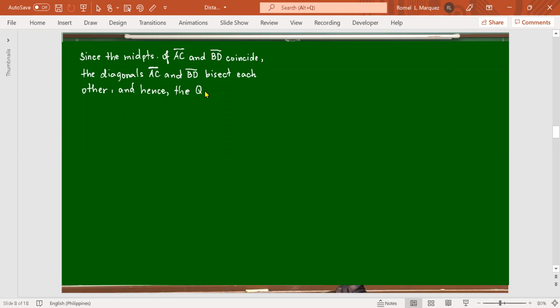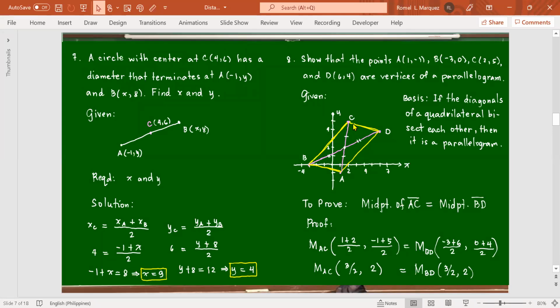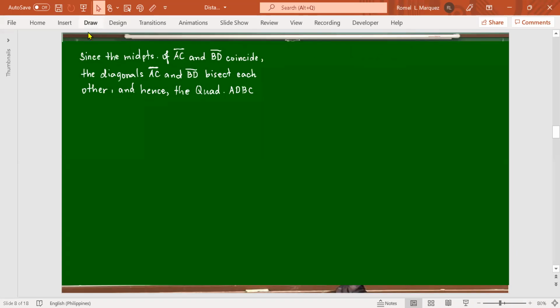the quadrilateral ADCB is what, guys? Is a parallelogram. Am I clear with this, guys? Okay.